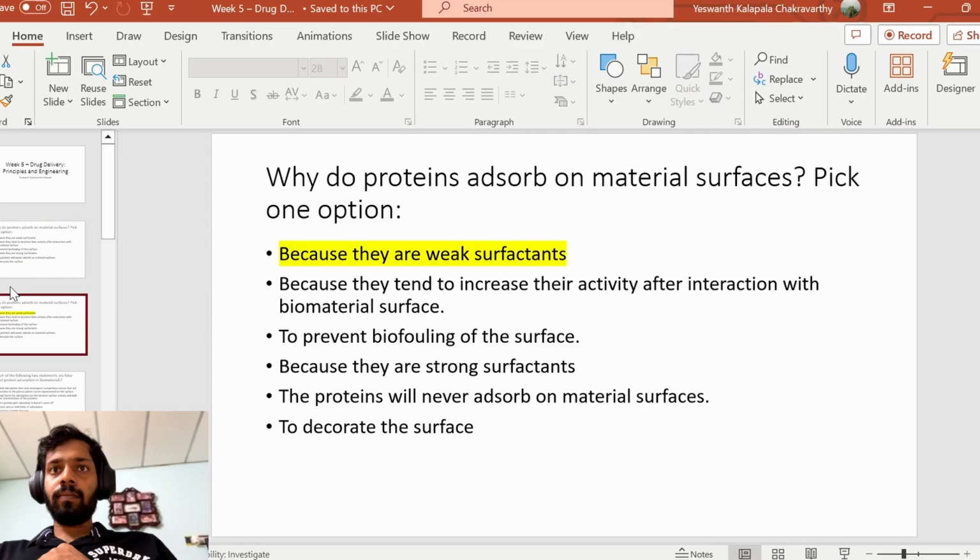So the first question reads: why do proteins adsorb on material surfaces? They're asking us to pick one option that's correct. The correct option is proteins are weak surfactants. Because they are weak surfactants, they have a hydrophobic core and a hydrophilic region. This enables them to interact with hydrophobic materials, and that's why they get adsorbed onto material surfaces. Material surfaces by default are most probably going to be hydrophobic, because unless you specifically make them hydrophilic, which you can do, in general they would be hydrophobic.